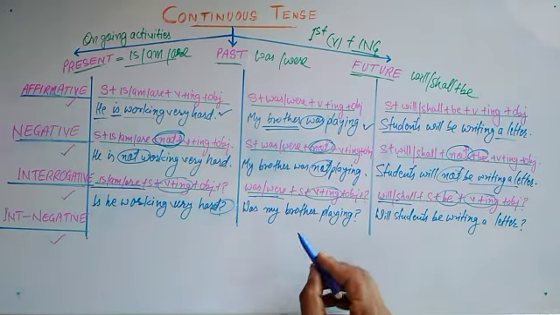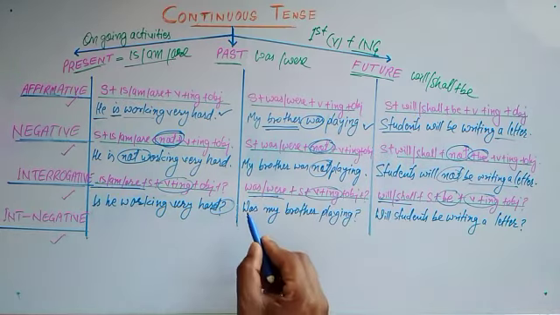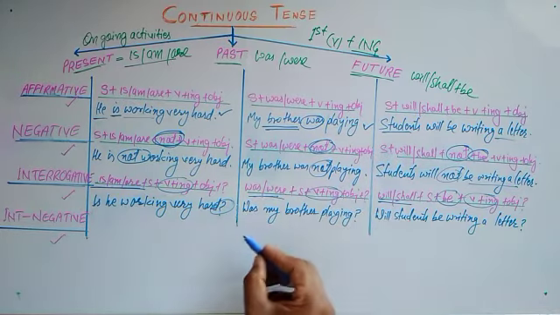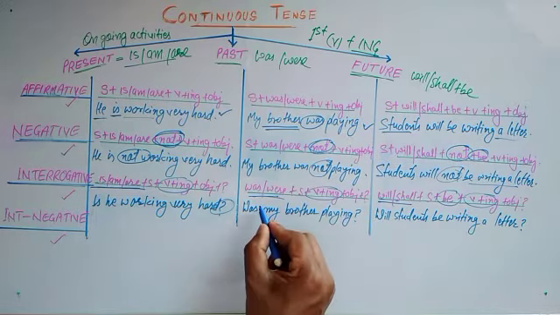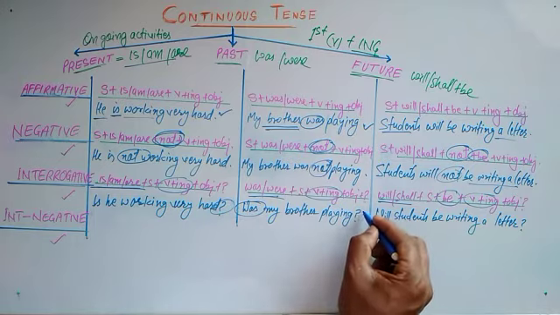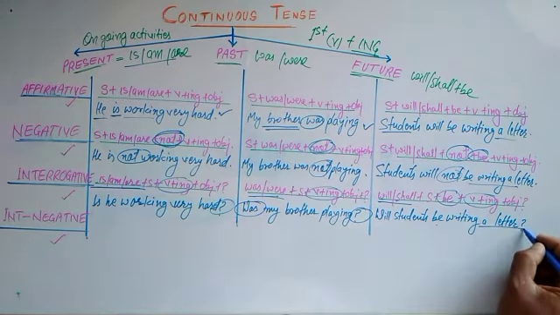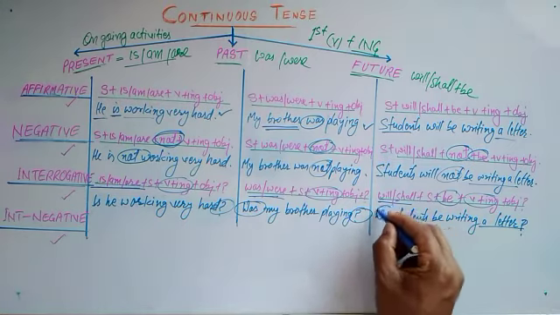Then in past tense, here we had "my brother was not playing." Here "my brother was not playing" is changed into "was my brother playing?" Then interrogative sentence, helping verb at the beginning of the sentence. Then at last question mark. Then in future, "will students be writing a letter?" Then question mark, will at the beginning of the sentence.